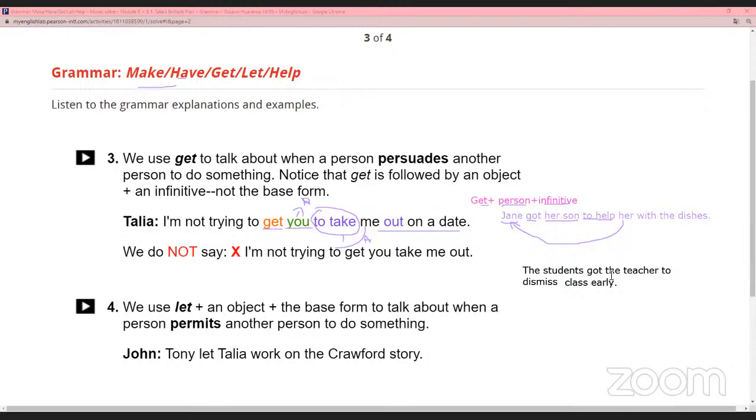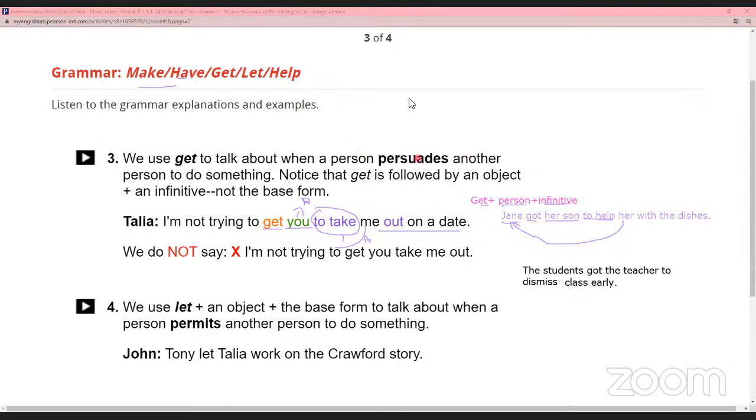So, do you get it? Yes, miss, but the sense of the sentence is like los estudiantes hicieron que el maestro los soltara de clases temprano. Exactamente. So it is like when the students are very tired. We have a test and a quiz this week. We need to study. So could you please? And then they're convincing the teacher to leave the class early, right? To dismiss.